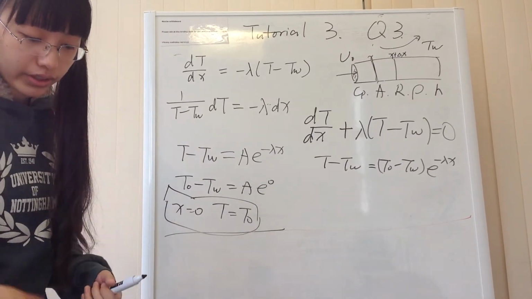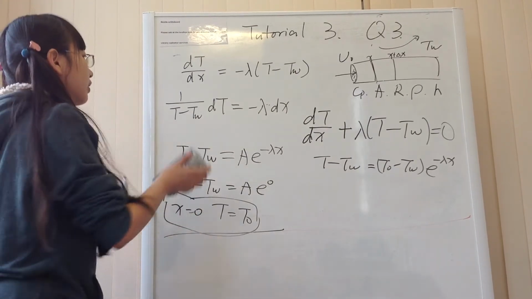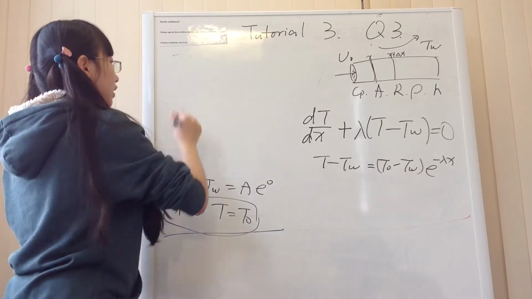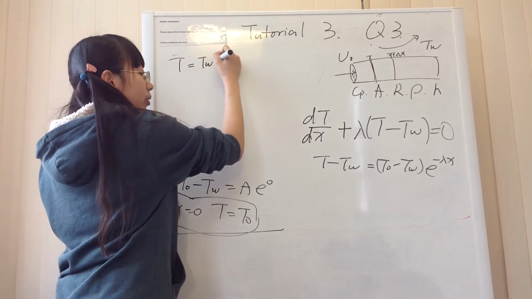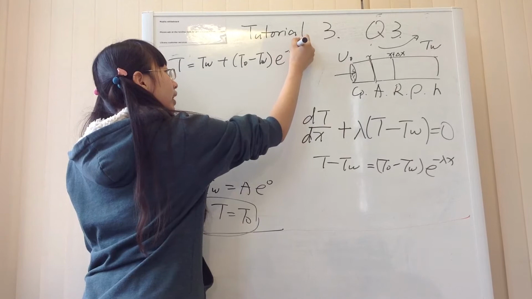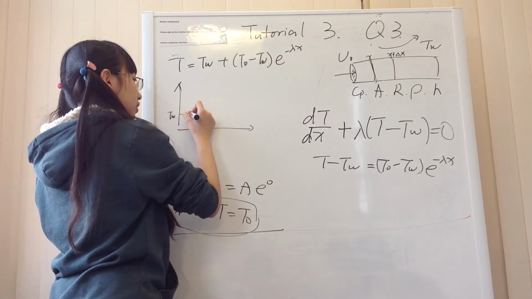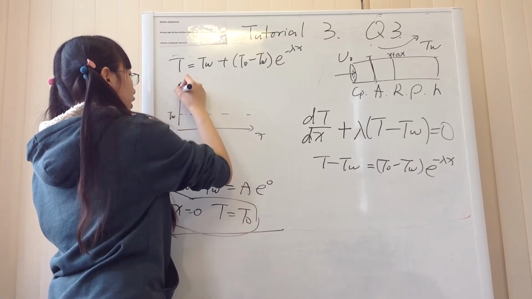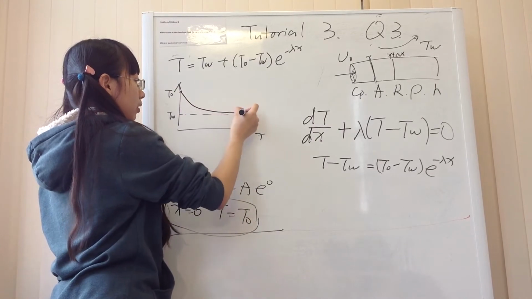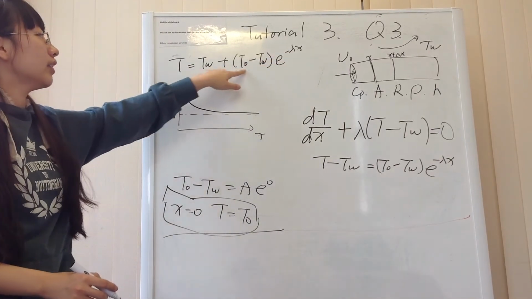Then the question asks you to draw the general profile for the temperature. What you can see is T equals TW plus T naught minus TW times e to the minus lambda x. So it should go like this: here is TW. Initially you have T equals T naught, and then it decays, but you will never reach this line, because it's an exponential decay and this one is just a constant value.